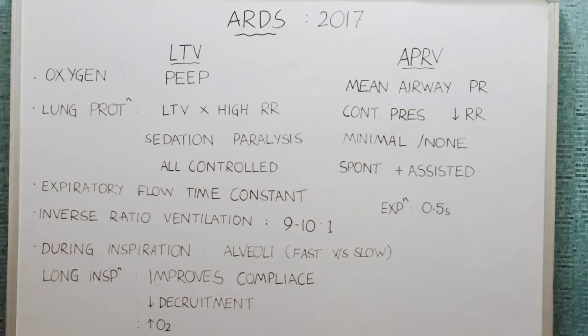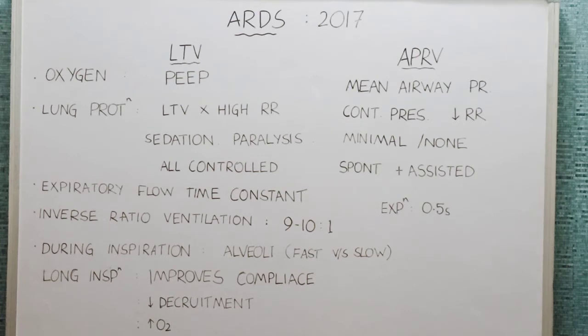So the time constants in ARDS are something which are very favorable for an APRV mode. Here we can just say that if the expiratory flow time constant is increased like it happens in obstructive airway disease, there is no place for APRV. So it just goes out. You only have to have a non-compliant lung for it to work.